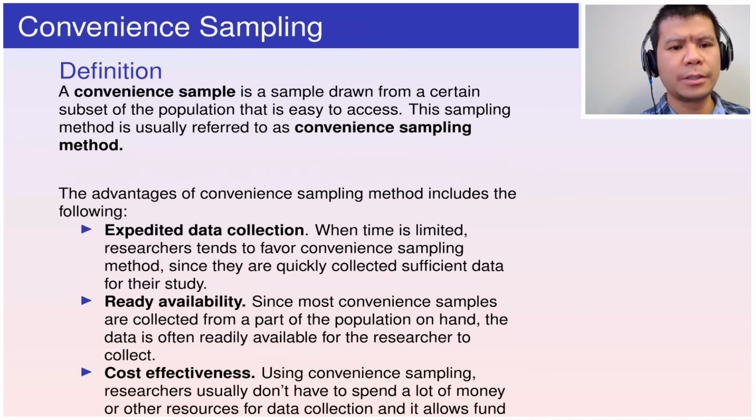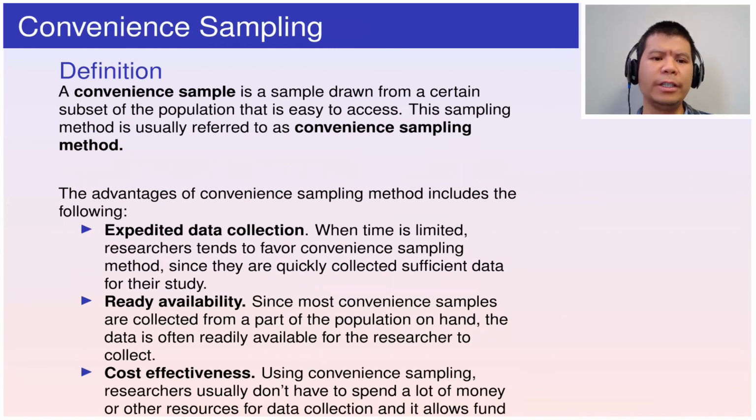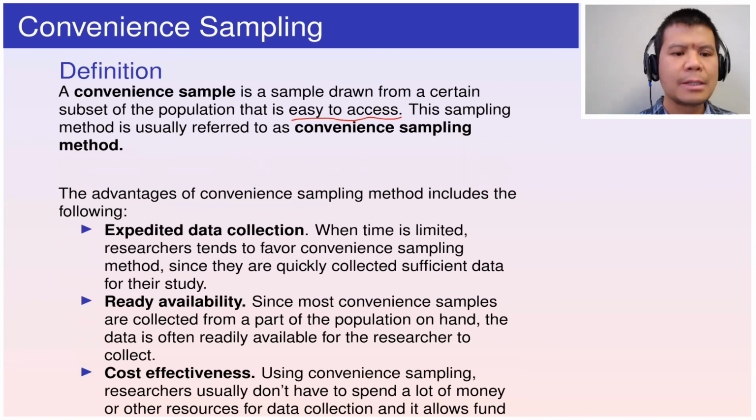Now let's consider this definition first. What is a convenience sample? A convenience sample is a sample drawn from a certain subset of a population that is, be careful, easy to access. It has this convenience feature involved. It's more convenient and easier to do so. This sampling method is usually referred to as the convenience sampling method.